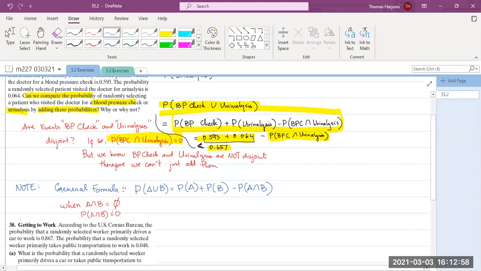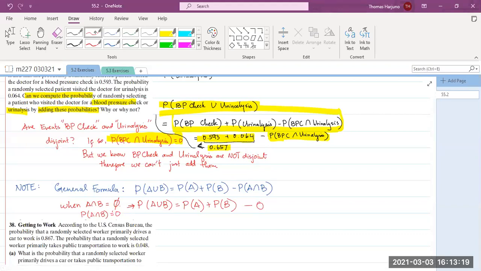The inclusion-exclusion formula, right? Now, when those two events are disjoint, then the probability of the union equals the probability of A plus the probability of B minus 0, right? The probability of the intersection is 0. That's when you can just omit the last term, the probability of the intersection.